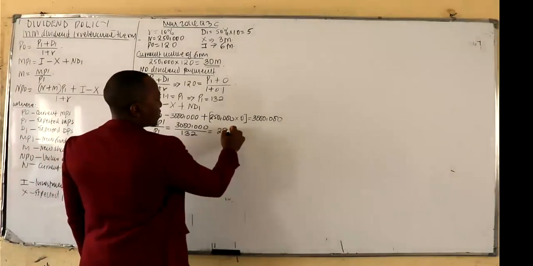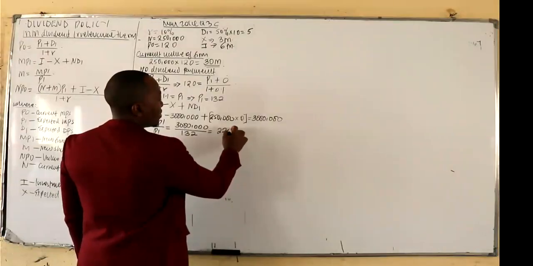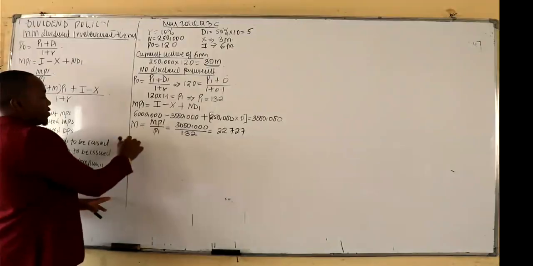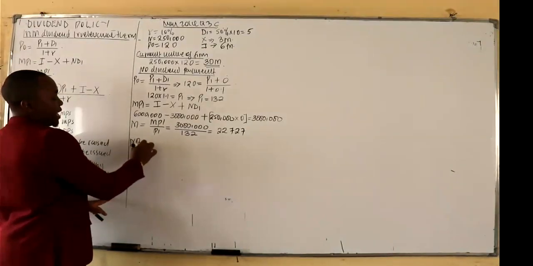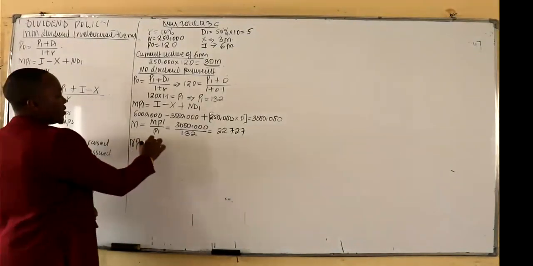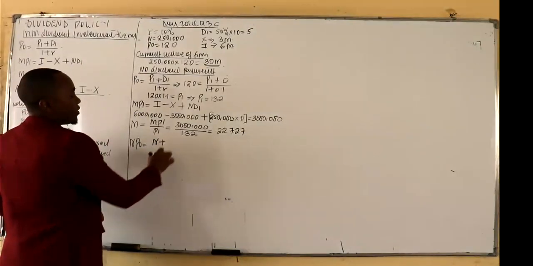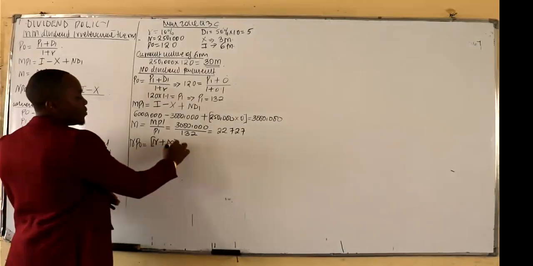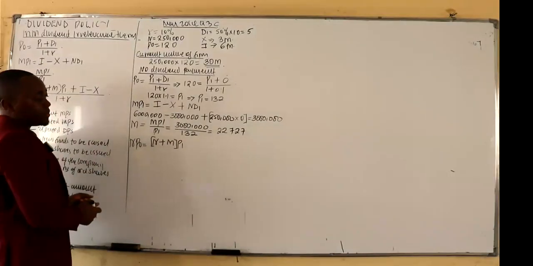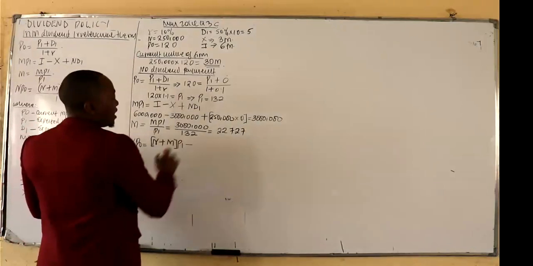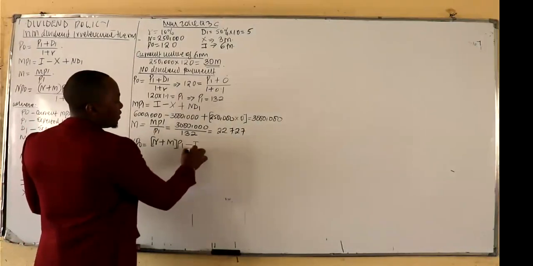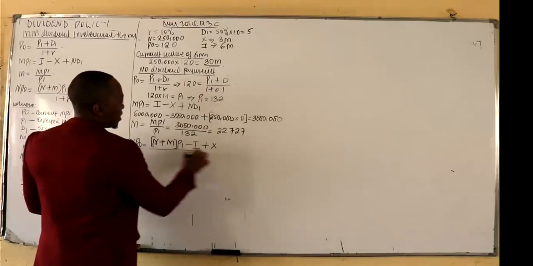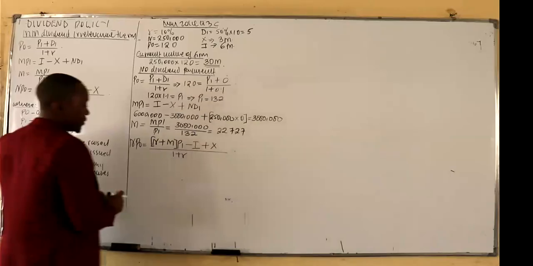22,727. Good. So if that's the number of new shares to be issued, now we can determine the value of the company, NPV. So to get NPV, you take the current number of shares plus the new shares to be issued so that you get the total number of shares. Then you multiply by the expected market price per share. And then you minus the amount you expect to invest, but it will give you some return. So you add the expected profit, 1 plus R.